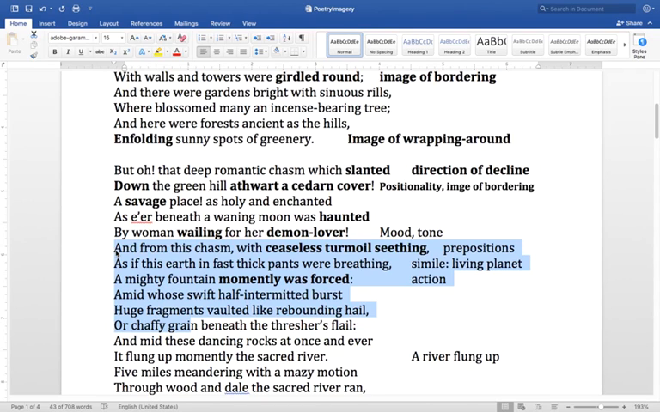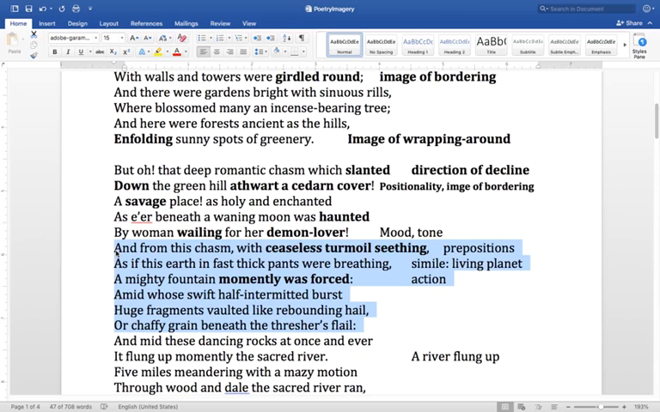the thresher's flail. Notice all these lines that I just highlighted in blue for you. Notice how many images there are now. Up until this point, all the images were downward images, moving down, slanting down, the river flowing down to the sunless sea. Now, in these lines that I highlighted for you in blue, there's this idea of upward movement.